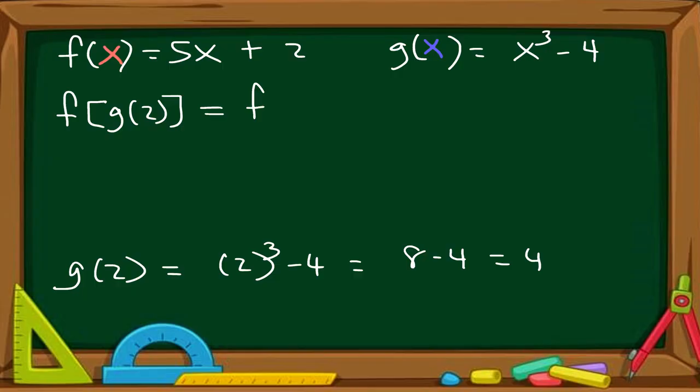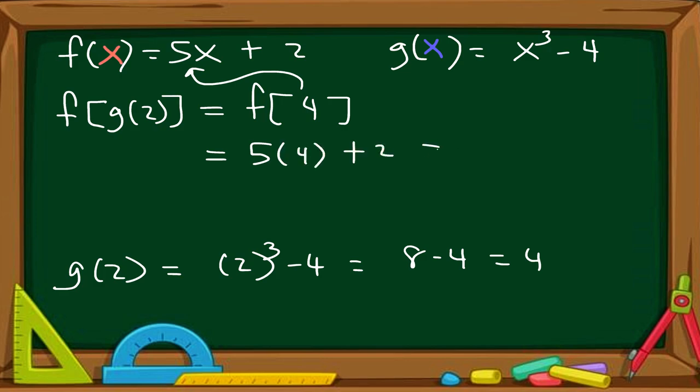So f of g of 2 is equivalent to f of 4. And now we can take 4 and plug it into that equation. So it's 5 times 4 plus 2. 5 times 4 is 20. 20 plus 2 is 22. So that's how you can find the value of f of g of 2.